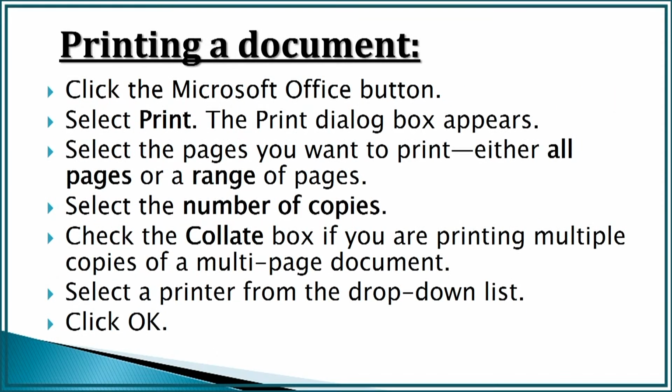So to print the document, we have to go to the file and select the print option. Then we can choose the printer. We can have different printer options if we have different printers linked to our system, and we can select the range of pages we want to print, number of copies we want to print, and the collate box. We can check the collate box if we want to print multiple copies of the multi-page document, and then we can print the document by clicking OK in the dialog box.